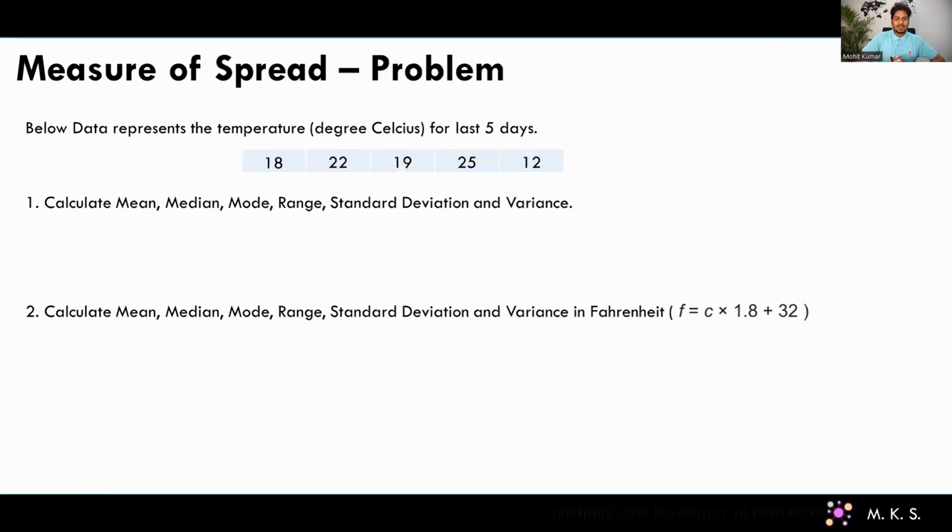Okay, so now this is one exercise, guys. I'm not stopping over here. You can pause your video and calculate all these measures which we have discussed so far for this particular example. This data represents the temperature in degrees Celsius for the last 5 days, and you have to calculate the mean, median, mode, range, standard deviation, and variance. Okay, now the second step, it's very important.